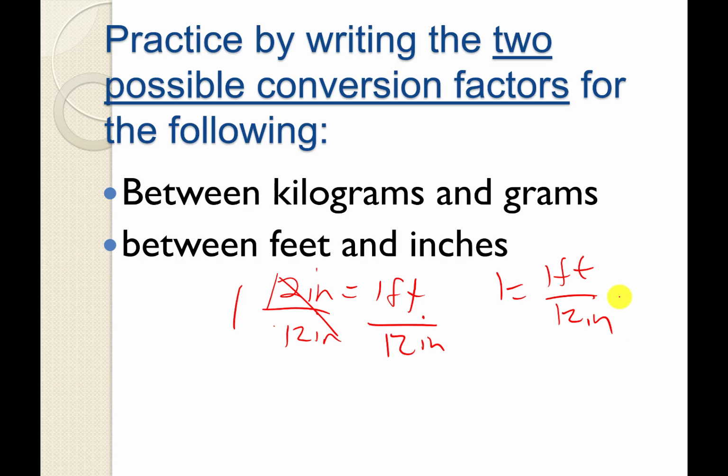Something very critical is you always have to have your units in these problems, or they will make 0 sense. Obviously, 1 divided by 12 on its own does not equal 1. But 1 foot divided by 12 inches does equal 1. That is a conversion factor. The converse is also true. 12 inches over 1 foot equals 1.